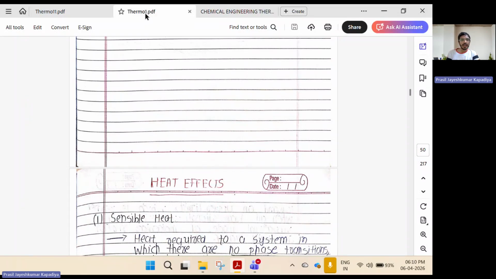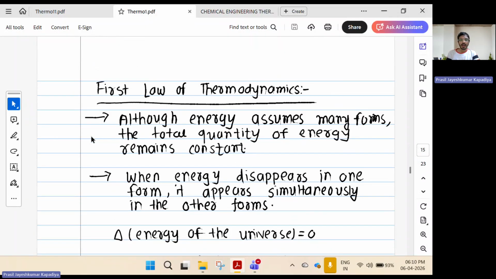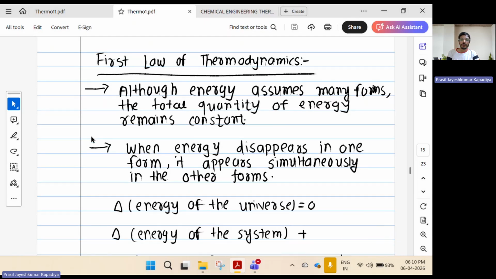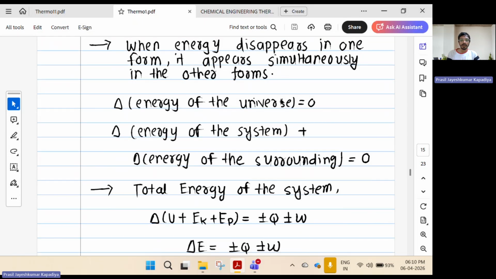Now, then we had learned the first law of thermodynamics. We have derived it. Although energy assumes many forms, the total quantity of energy remains constant, and when energy appears in one form, it simultaneously appears in the other forms. So that's why energy of the universe remains constant. So delta of energy of the universe is 0. So that's for universe consisting of system plus surrounding. So delta of energy of system plus delta of energy of surrounding is equal to 0.